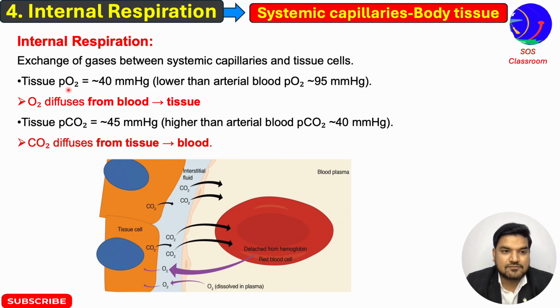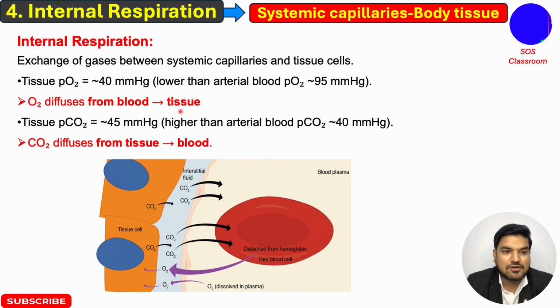First of all, inside the tissue the partial pressure of oxygen is approximately 40 mm Hg, which is lower than the arterial blood oxygen, that is 95 mm Hg. So the tissue has low oxygen and the arterial blood has 95, which is high oxygen. So movement of oxygen occurs from the systemic capillaries into the body tissues. That is called simple diffusion, as oxygen diffuses from the blood to the tissue.